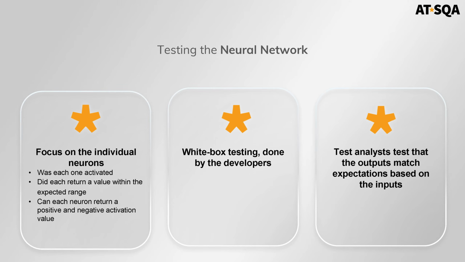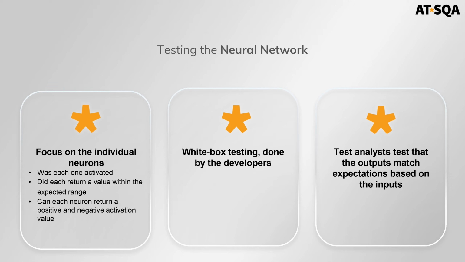So how do we test that? Well, we could focus on the individual neurons. And in that case, you're looking at, was each one activated? Meaning, did the data activate each one of these? And if not, why not? Was the data insufficient, or is this neuron not needed? And then did each return a value within the expected range? So there's a range of expected values. Did we get the right one? And then can each neuron return a positive, meaning he's very interested in it, or a negative, he's not interested at all in it, activation value?